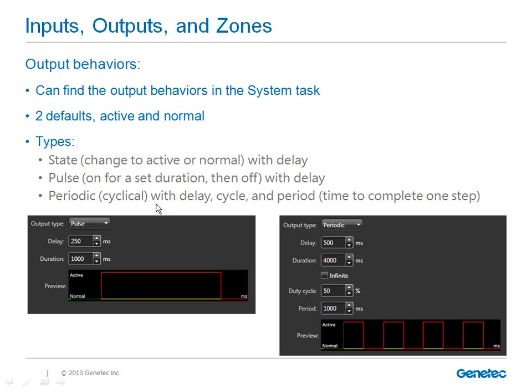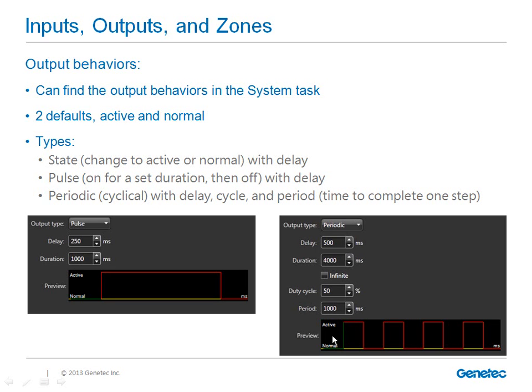The last one is periodic, which is a cycle that can be set up. You can set the delay before it starts, the duration, which is how long you want the cycle to run for, and you can also set that to infinite using the checkbox right below it there, and then the percentage of the cycle to be active and how long each cycle period is.